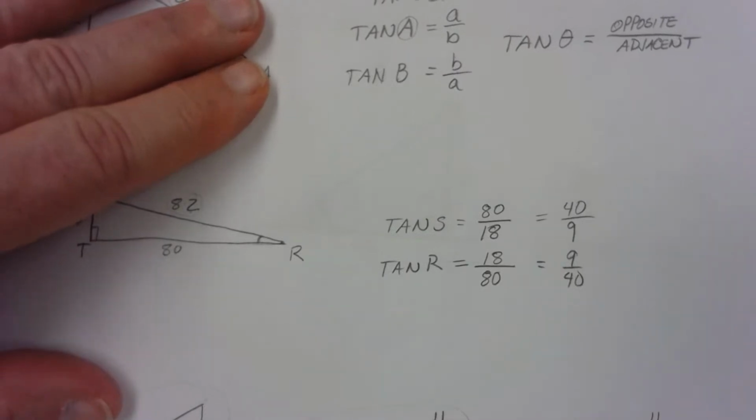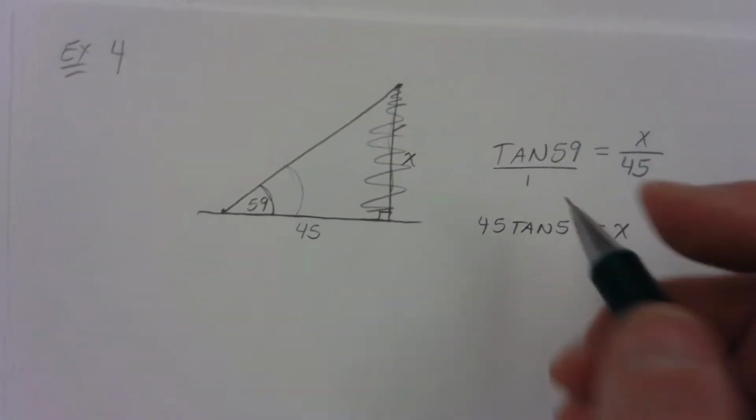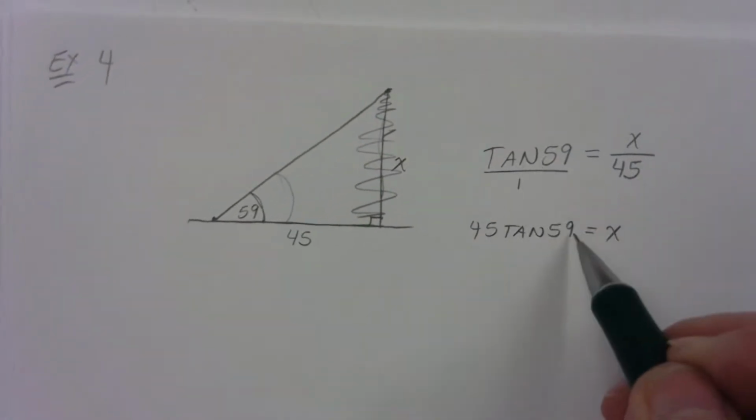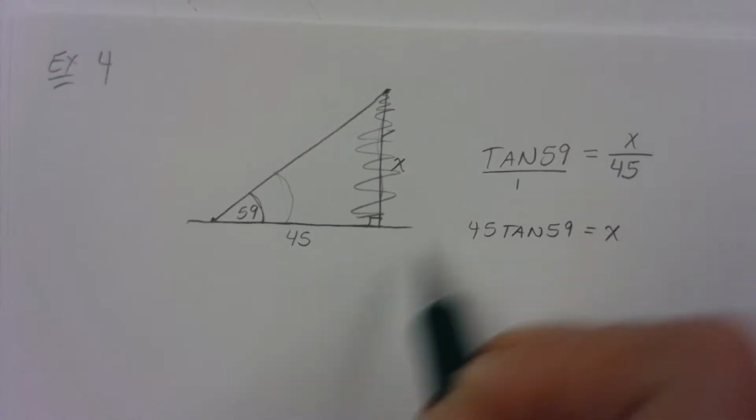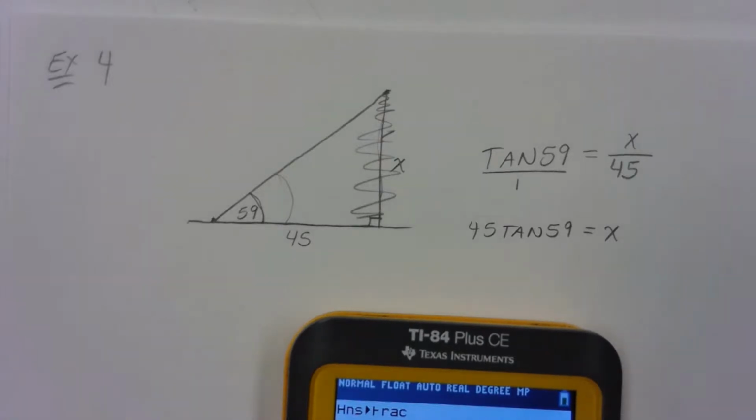Now, in the previous example, when we cross multiplied, we got x tangent 32 equals 11. We had to do one more step, and that was divide. That's not the case here. When we cross multiply here, we get 45 times the tangent of 59 equals x. So x is already by itself. Now you can grab your calculator because x stands alone. And we just do this, 45 times the tangent.